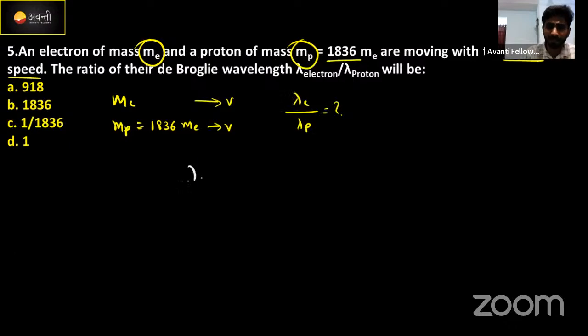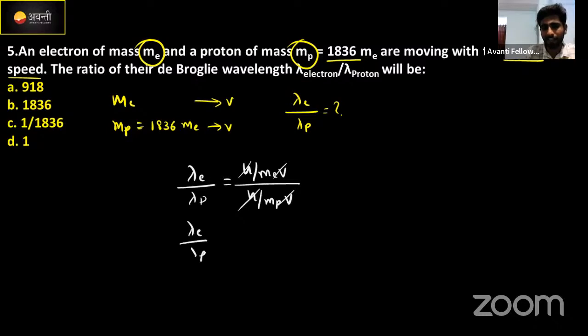Simple, right? We have to calculate lambda of electron upon lambda of proton. Lambda of electron means h by momentum, mass times velocity, m of electron times v, divided by h divided by m of proton times v. V is the same, it cancels, h also cancels. Lambda e upon lambda p: mass of electron comes down, mass of proton comes up.